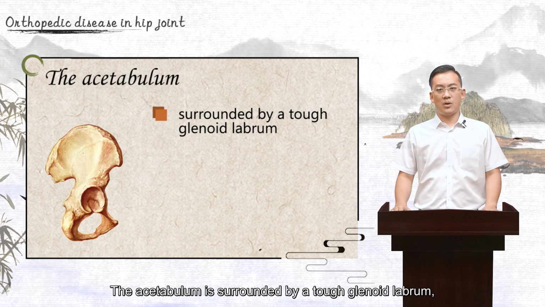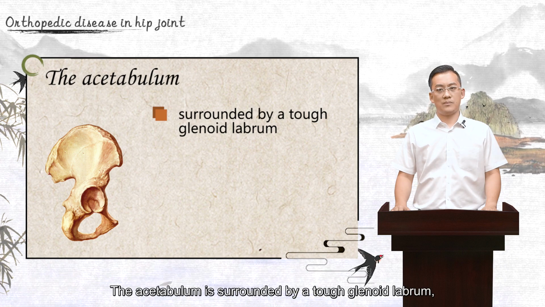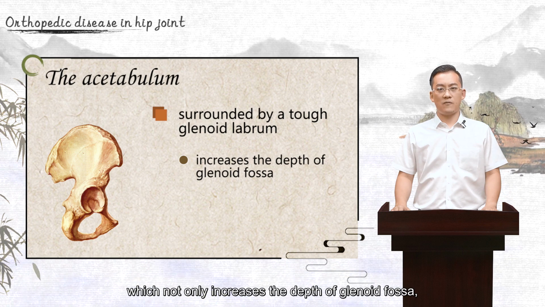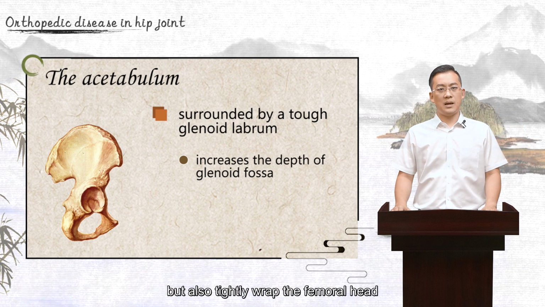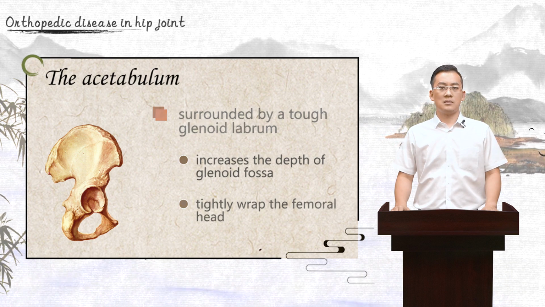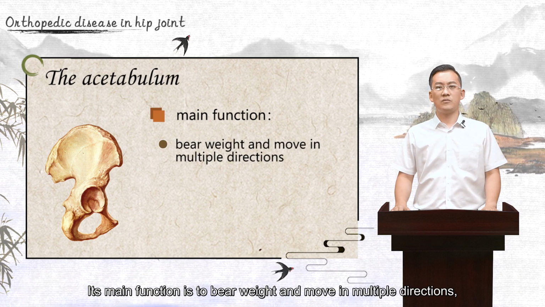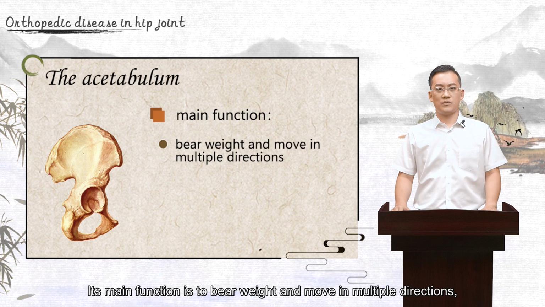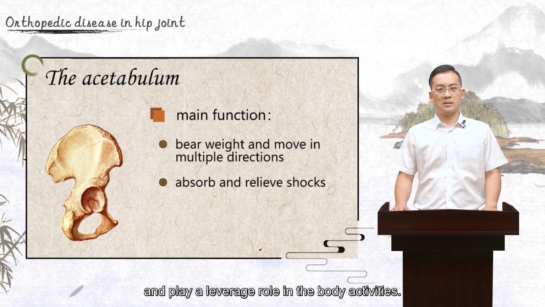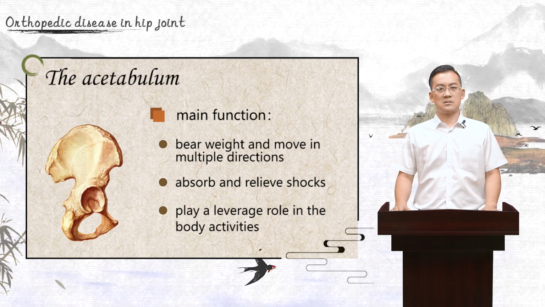The acetabulum is surrounded by a tough glenoid labrum, which not only increases the depth of the glenoid fossa, but also tightly wraps the femoral head. Its main function is to bear weight and move in multiple directions, absorb and relieve shocks, and play a leverage role in body activities.